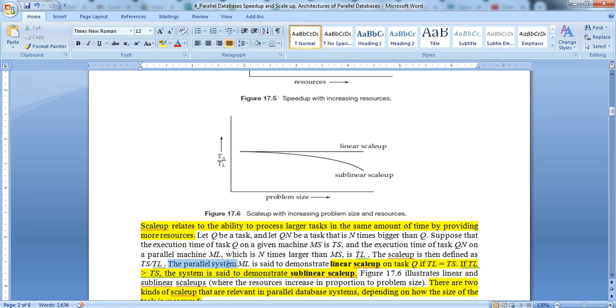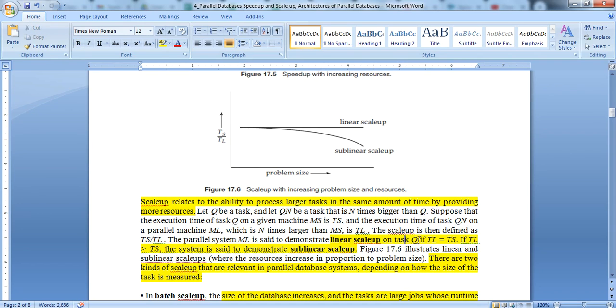The parallel system ML is said to demonstrate linear scale up on the task Q if TL is equal to TS. That is, the execution time of the small machine is equal to the execution time of the large machine. In that scenario we can say it is linear scale up. That is this line. TS and TL are the same, it means it's constant. Linear scale up of the process.